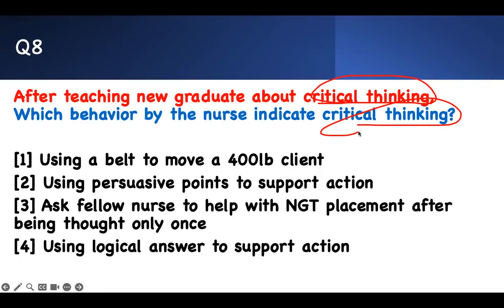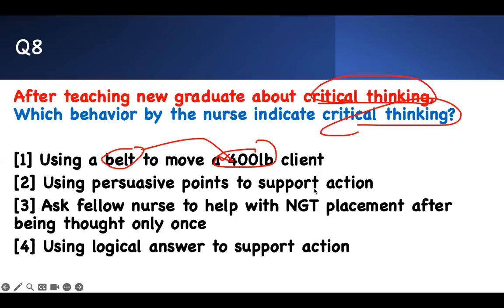Use clinical sound mind. It's a bunch of words. Clinical sound mind. No persuasion, no jargon. You use a problem-solving technique, gather all your information, and know your limits. If you need help, you call. That means you're critically thinking. You intervene when needed. Using a belt to move a 400-pound person is not a good idea. You're not critically thinking. You need a bunch of people. Belt alone and you alone, you're going to fall.